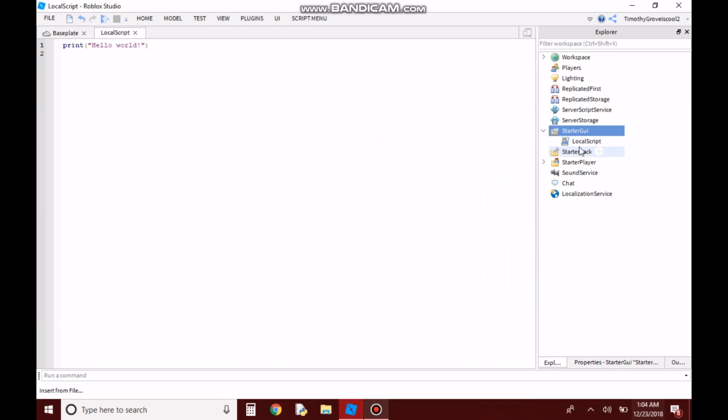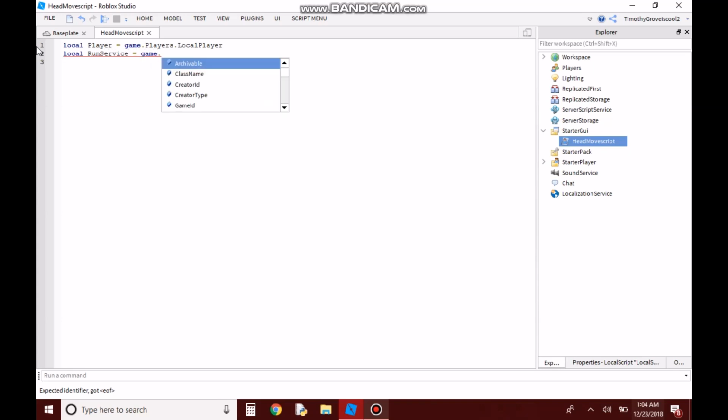script inside of StarterGui, since we're going to be working from the client, and I'm going to go ahead and name this head move script. And you're going to want to call the player. You can put game.players.localPlayer because local player is inside of the client. Next, you're going to want to get run service. And wait for the character.